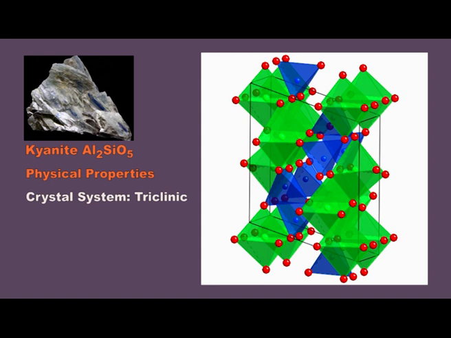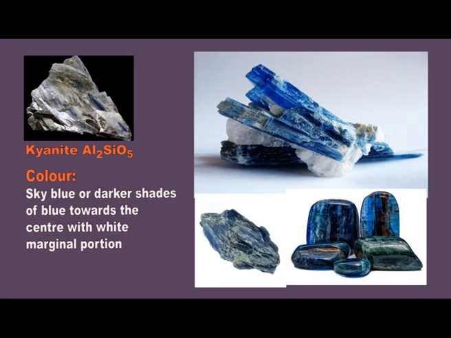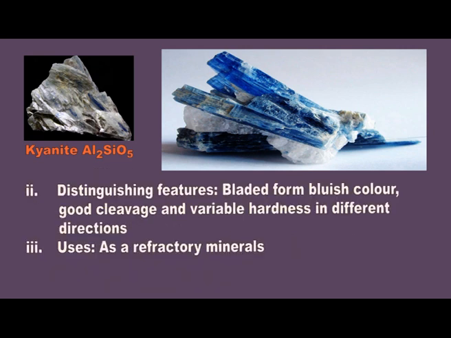Kyanite, Al2SiO5. Physical properties: crystal system triclinic, forms bladed or sometimes acicular radiating. Color sky blue or darker shades of blue towards the center with white marginal portion. Streak white, lustre pearly on cleavage surface. Cleavage perfect. Hardness varies on different faces, 4 to 7. Specific gravity 3.6 to 3.7. Distinguishing features: bladed form, bluish color, good cleavage and variable hardness in different directions.